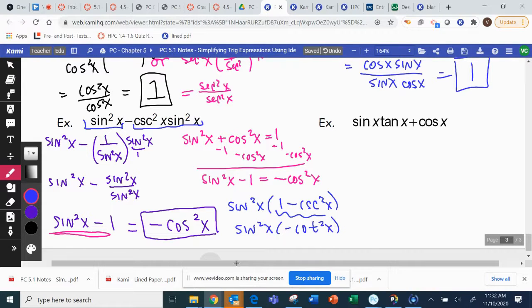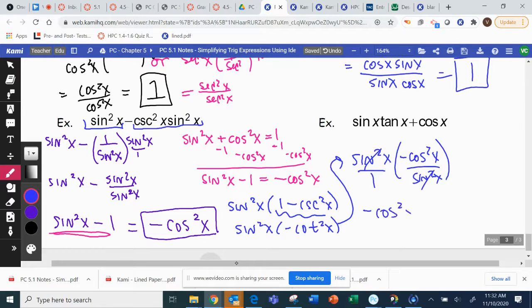And then I'd have to write, I'm going to run out of space. Here, I'll write it and then I'll just erase it. And then I was thinking sine squared x multiplied by negative cosine squared x over sine squared x, which these would cancel and I get negative cosine squared x. So either way, we're using the Pythagorean identities. All right, then some of you had time to look at the last one.